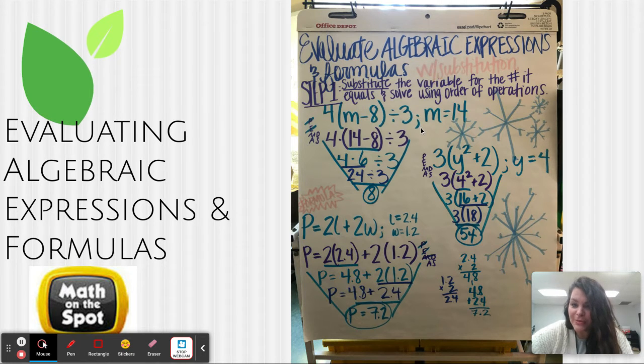So hopefully you wrote that down. Now I want to talk to you about the semicolon. The semicolon is basically a tool to separate the expression, which remember is a math problem without an equal sign, from what the variable is equal to. So here's your expression that you're going to solve, and here is what the variable is equal to. So m equals 14.